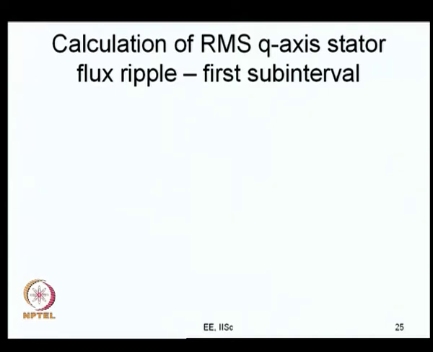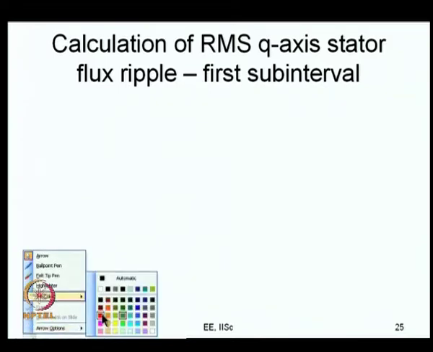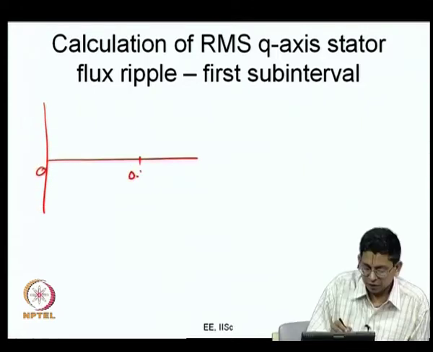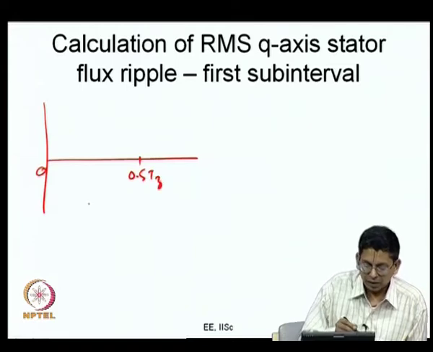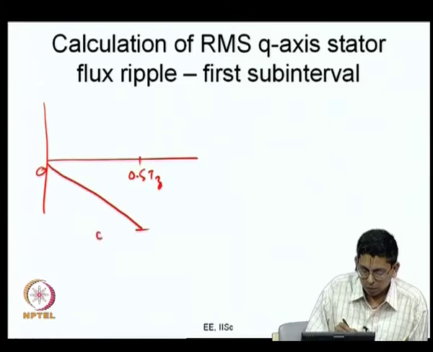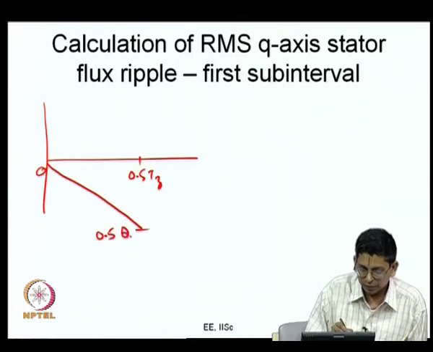So, this is the calculation of RMS q axis ripple over the first subinterval. I am just doing it subinterval by subinterval. So, let me take something like this now. What is the first subinterval? This is 0 and this is 0.5 Tz. It is changing like this and this is going to a value 0.5 times Qz.